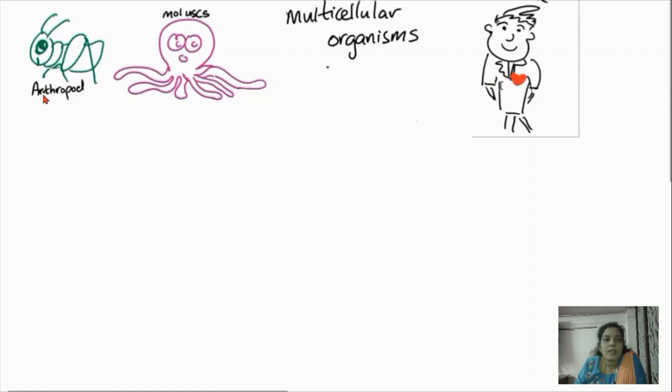See this picture, arthropod and mollusk. These are invertebrates, and invertebrates have the open type of circulatory system. Multicellular organisms, for example human beings, have the closed type of circulatory system. Through the picture we can see how circulation takes place in multicellular organisms, that is double circulation.